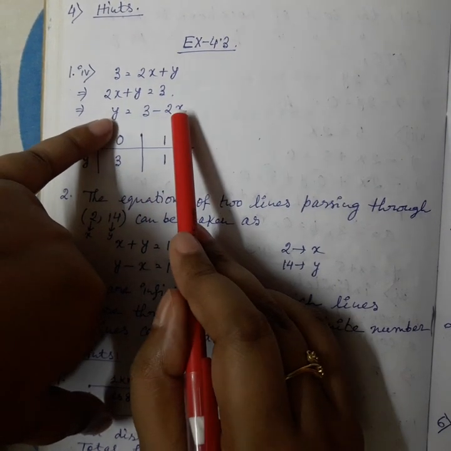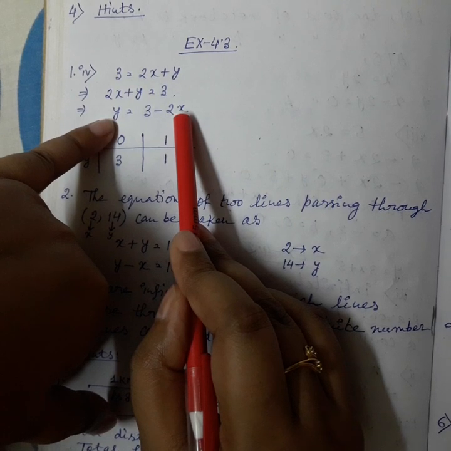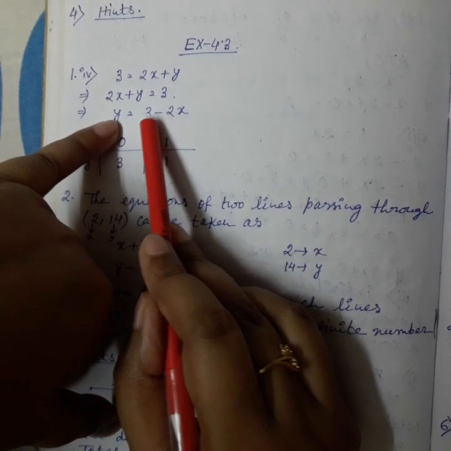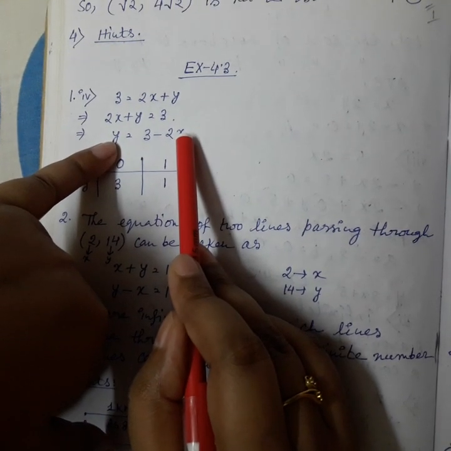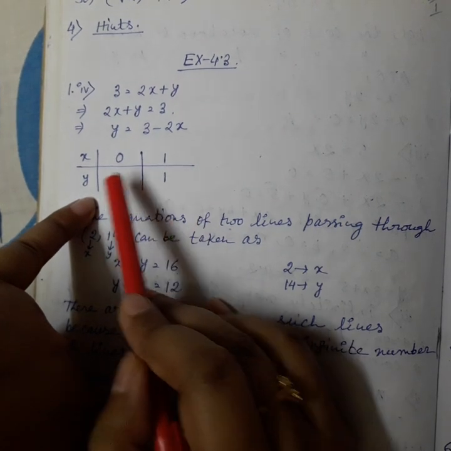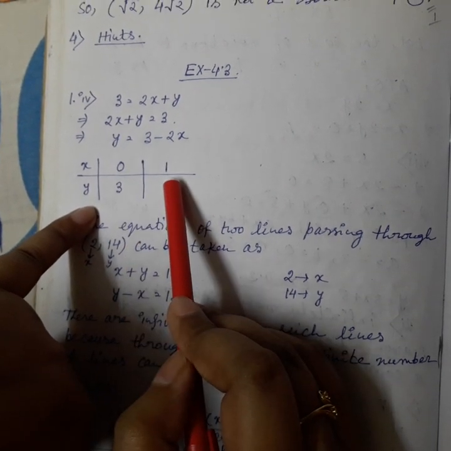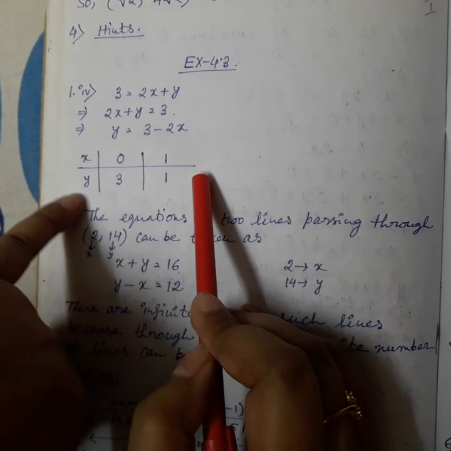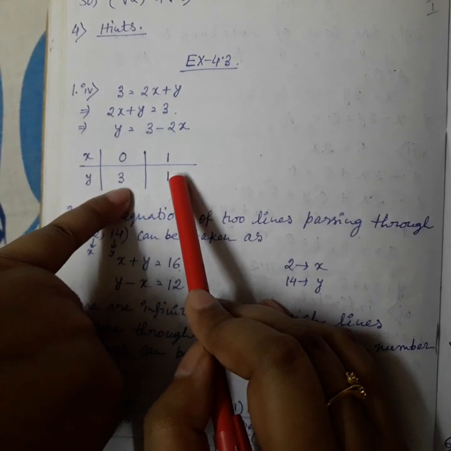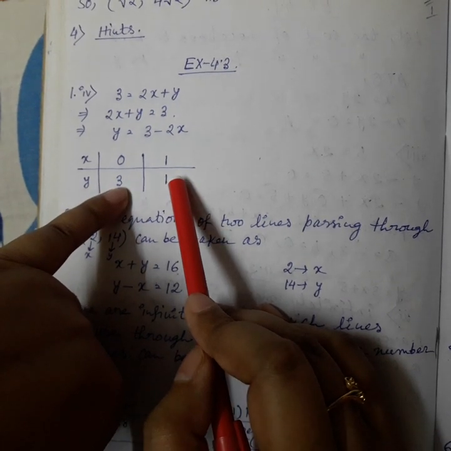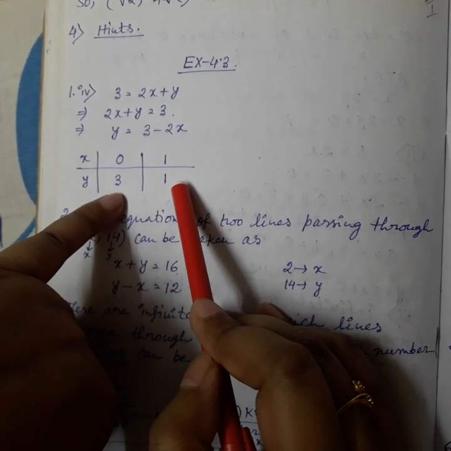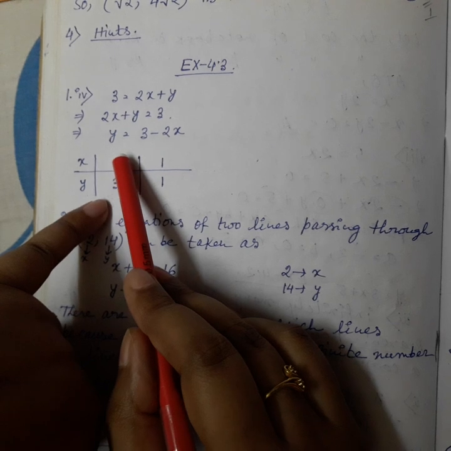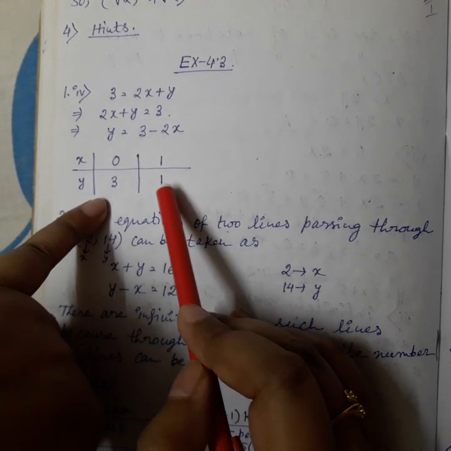Now x equal to 1 I have put it. So y equal to what will come? 3 minus 2 into 1, that means 1. So y equal to 1. Minimum two values you have to put, and that is the column. When I will say make the column on that way. So you have to make the column and then you have to draw the graph. Minimum 2 points you have to write. Here the points are 0, 3 and 1, 1.